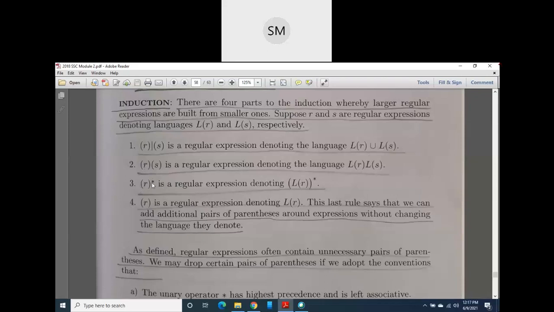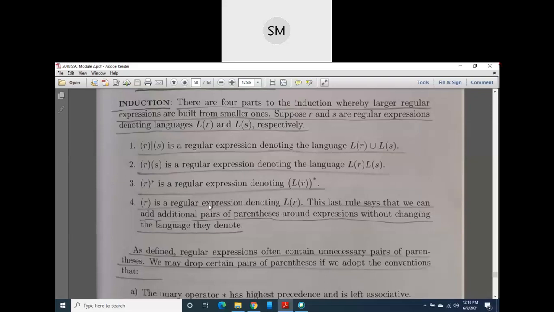And R star is also a regular expression. Just concentrate here, I am pronouncing them as regular expressions. What are they going to denote, what are they going to represent? They are going to represent languages. L of R whole to the power star, that is Kleene closure, 0 or more. Then only R, what does it mean? It is also one regular expression which is denoting the language L of R simply.